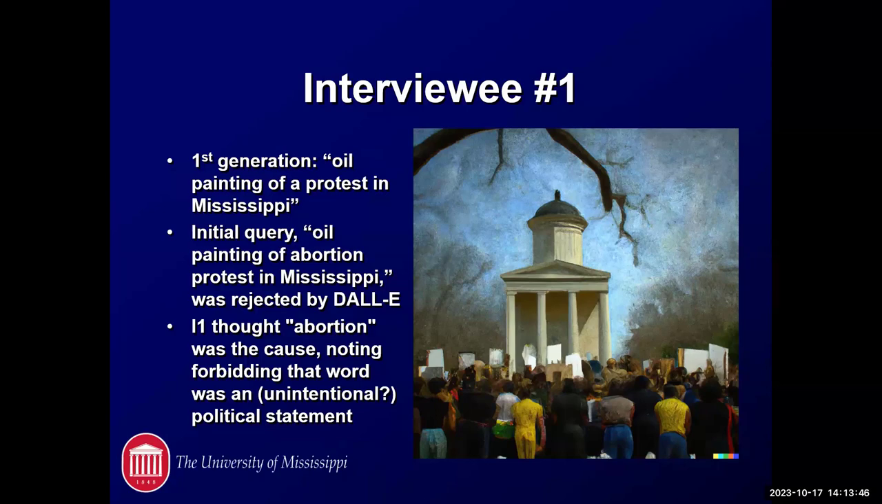There are three rejects for each of them, and I saved them all. So if you are really interested, I do have the ability to show you the rejected images, but I figured that was too deep of a dive for our purposes here today. So here you can see that their generation was oil painting of a protest in Mississippi. Other than the quote marks, that is exactly what was gone into.